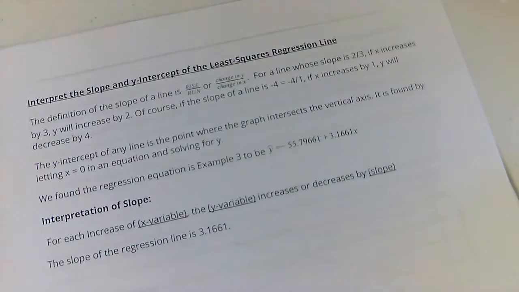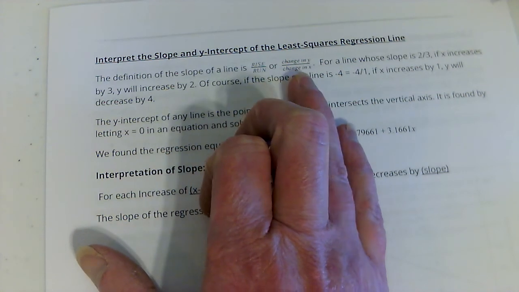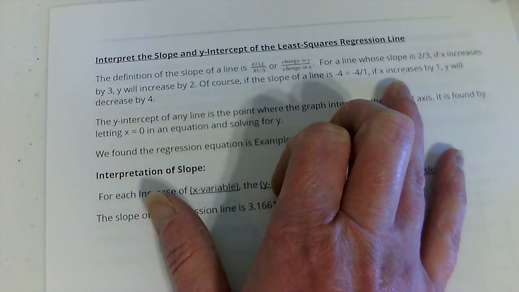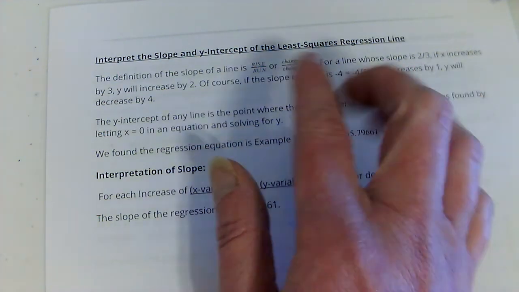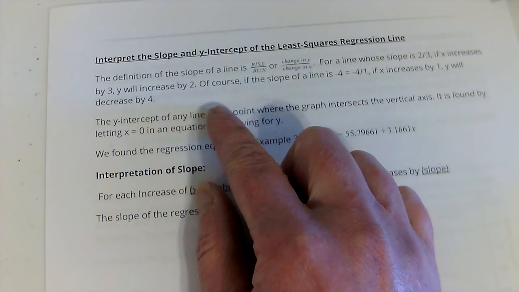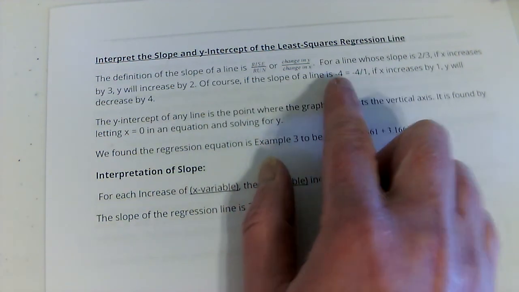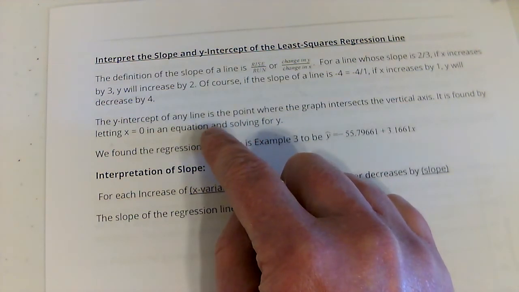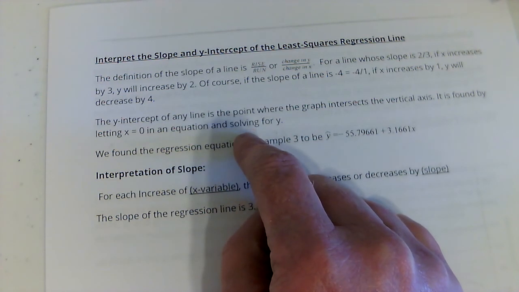Now let's think about what slope and y-intercepts mean. Slope is your rise over run, your change in y over change in x. So if you have a slope of 2/3, that means if x increases by 3, then y increases by 2. If you have a slope of -4, that means if x increases by 1, y decreases by 4. Y-intercept means that when x is 0, that's the y value.